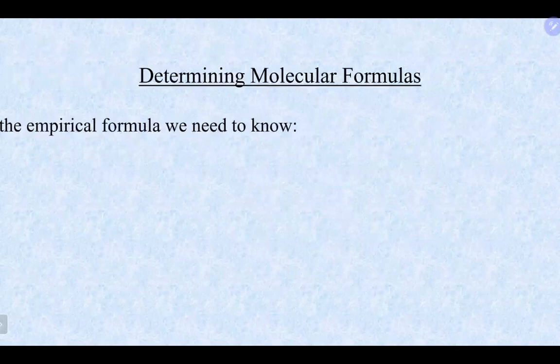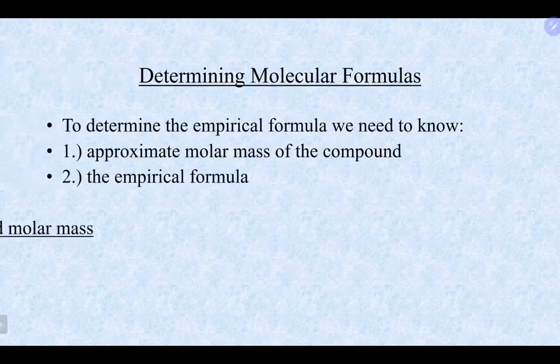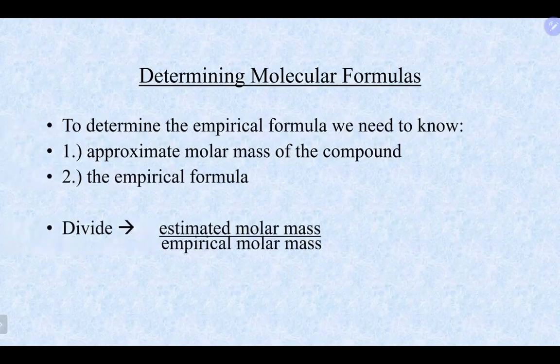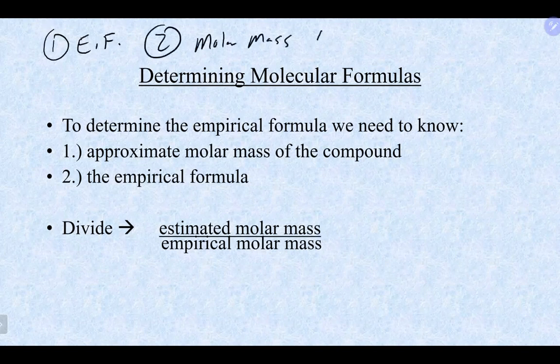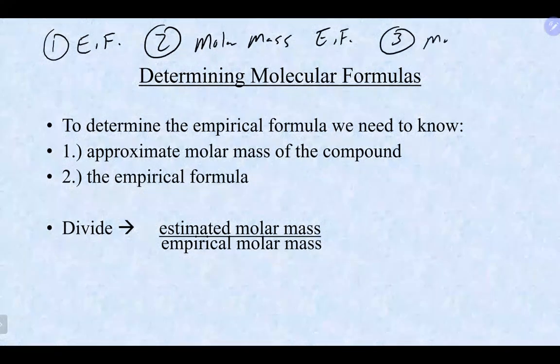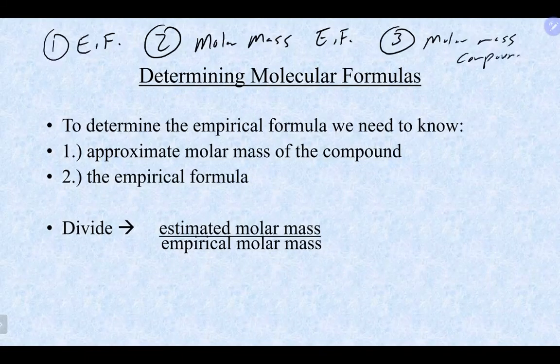The next thing is how we calculate molecular formulas. To calculate the molecular formula, you pretty much need 3 things. You need the empirical formula. You need the molar mass of the empirical formula. And lastly, you need the molar mass of the compound. The good news is number 3 is usually given to you.